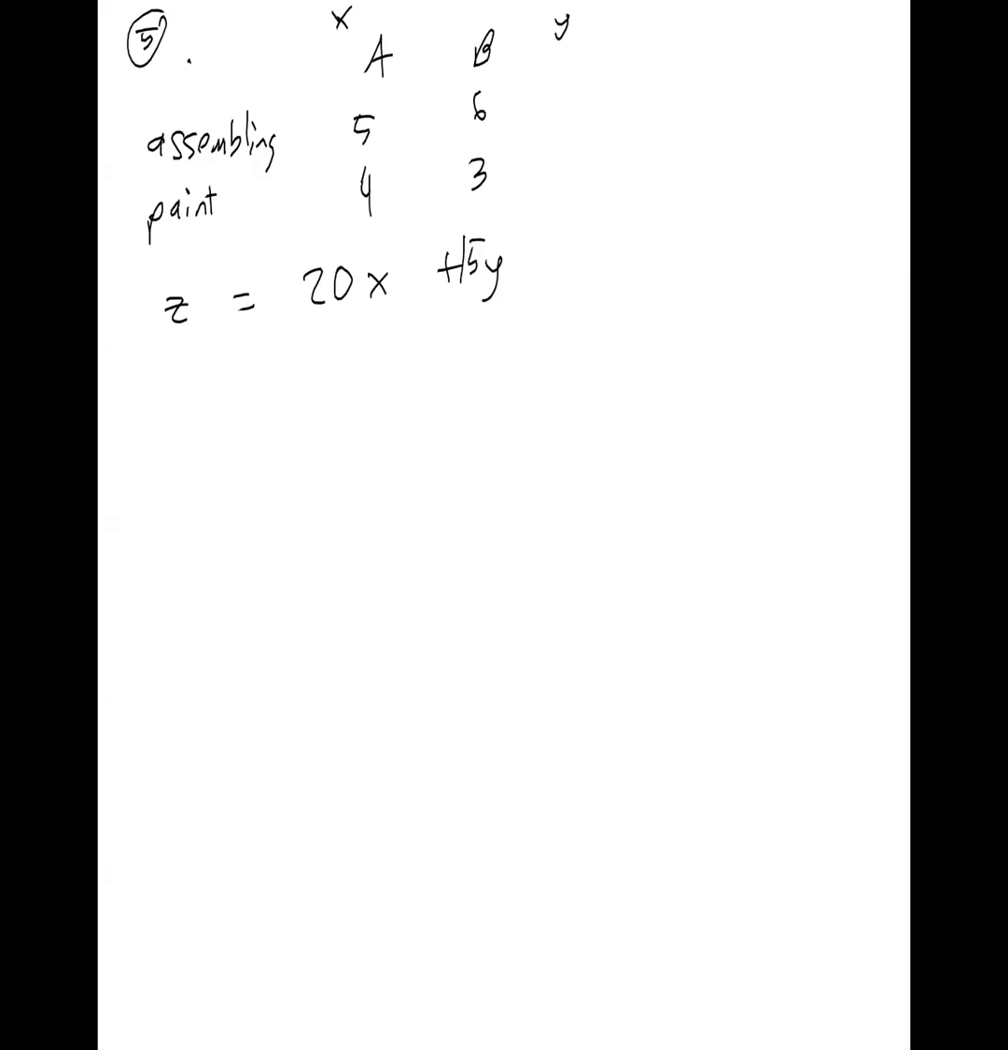And we want to know what happens if the total hours in the assembly department has to be less than or equal to 180 hours. So that means that 5 hours times x plus 6 hours times y has to be less than or equal to 180. And then in the paint department, it has to be less than 108 hours. So that means 4x plus 3y has to be less than or equal to 108 hours.